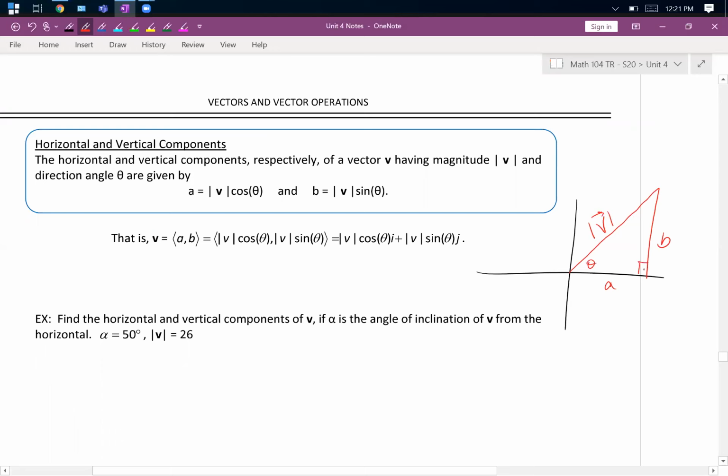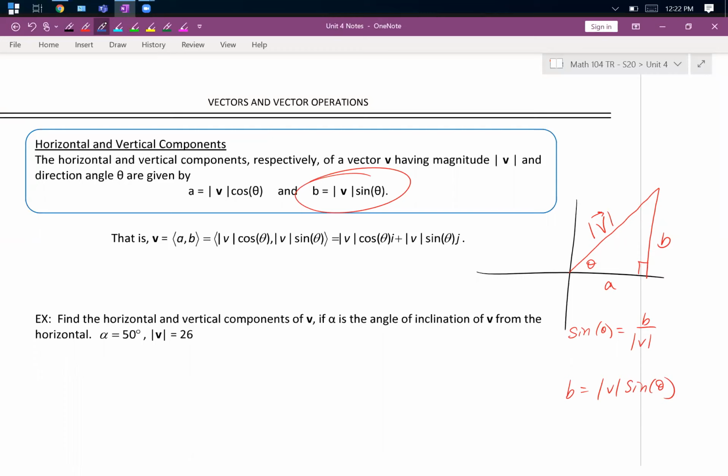Right, so we've got this vector v with sides A and B and our direction angle. We're just doing SOHCAHTOA, so I can say that sine of theta is equal to B, right, opposite over hypotenuse. And then I solve it for B. I get B equals the magnitude of v times sine of theta. So that's this one.